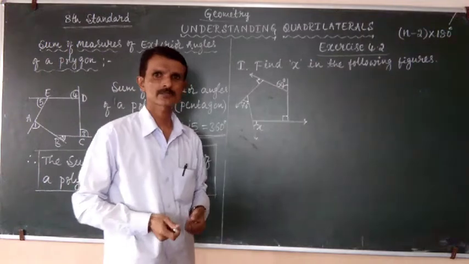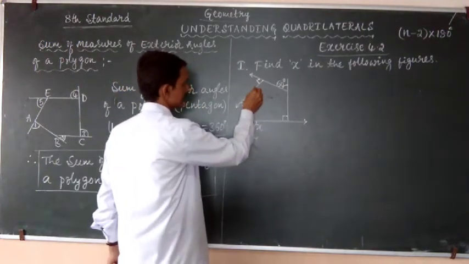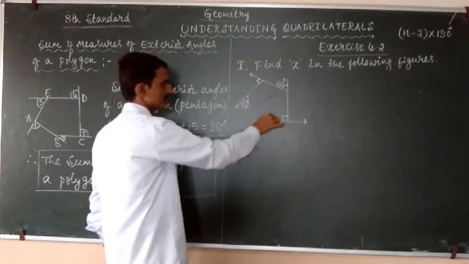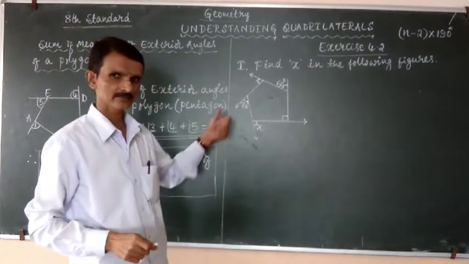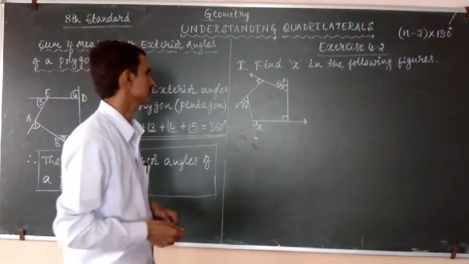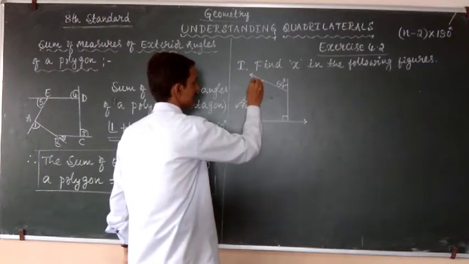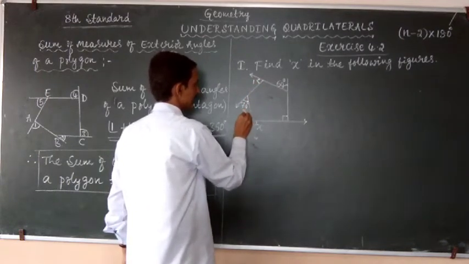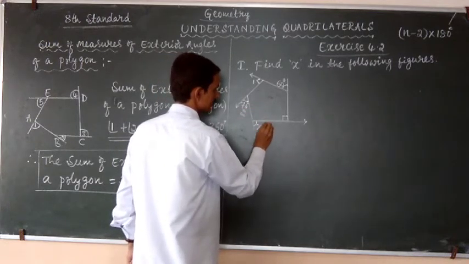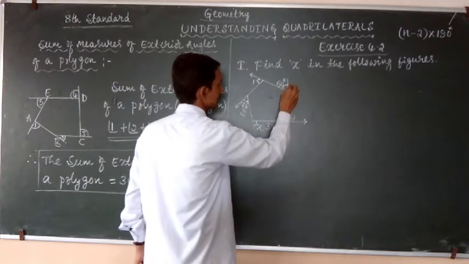Now students, observe the second polygon. The second polygon has sides 1, 2, 3, 4, 5. Therefore it has 5 sides. It is called a pentagon. If you observe the exterior angles, call this angle 1, this angle 2, angle 3, angle 4, and this angle 5.